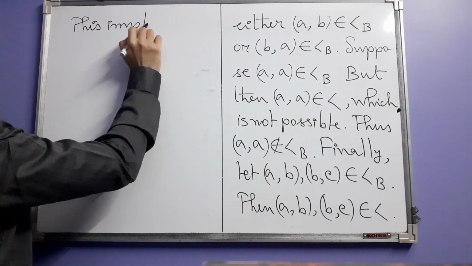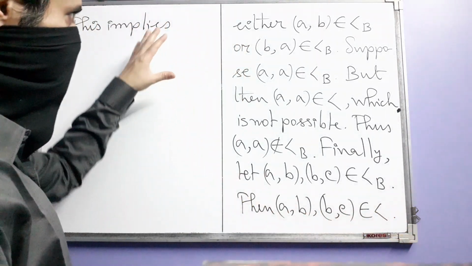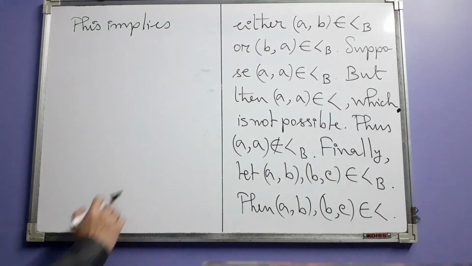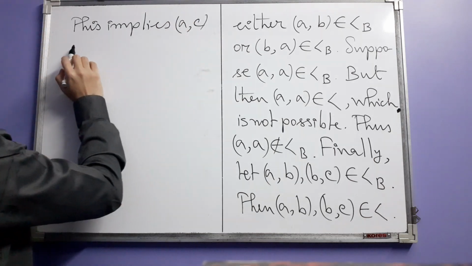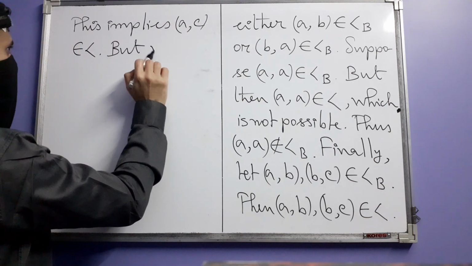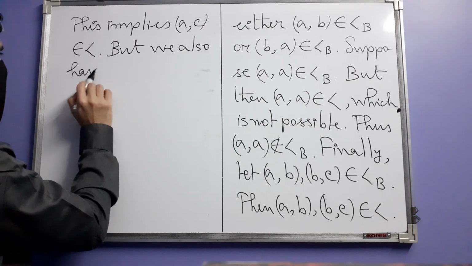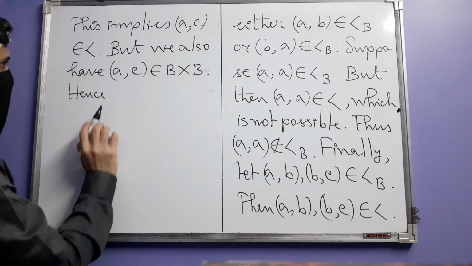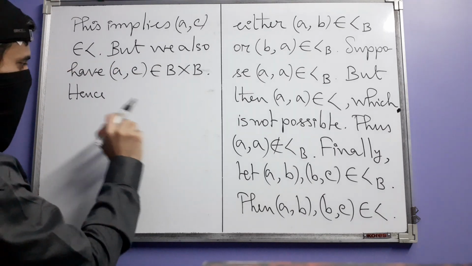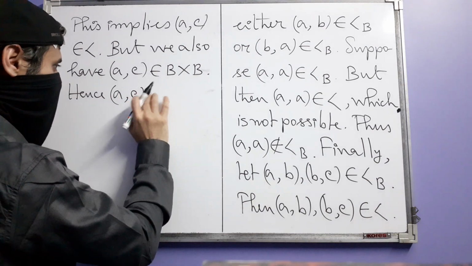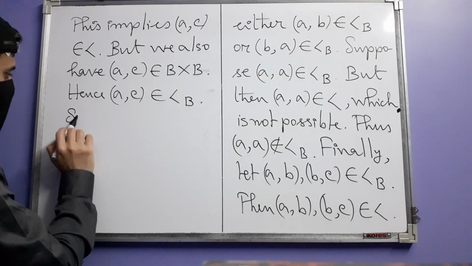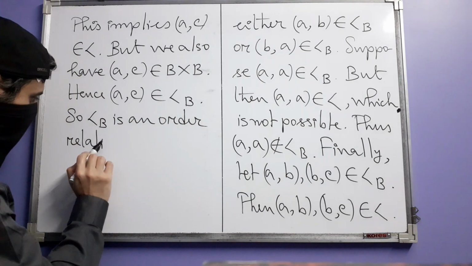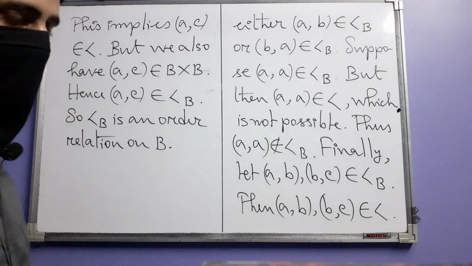This implies, if you want, you can write the reasons. Instead of writing like this, you can write more. Since this is transitive, so we have this. I am not going to write all these things. Okay. This implies a comma c belongs to this. But we also have this in b times b. Hence, this belongs to the intersection of this and this. That means less than b. So, this is an ordered relation on B. Okay, so that's the restriction.